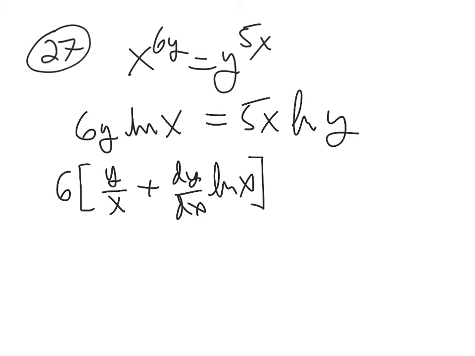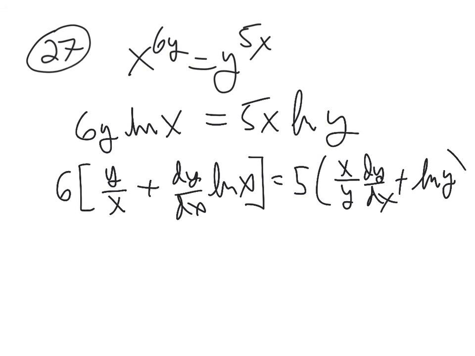So I got the left-hand side done, and we'll do the same thing on the right-hand side. So 5's the constant. x times the derivative of ln y is 1 over y times dy dx. Plus the derivative of x is 1, so it's just ln y. So we've got to isolate these dy dx's, don't we?